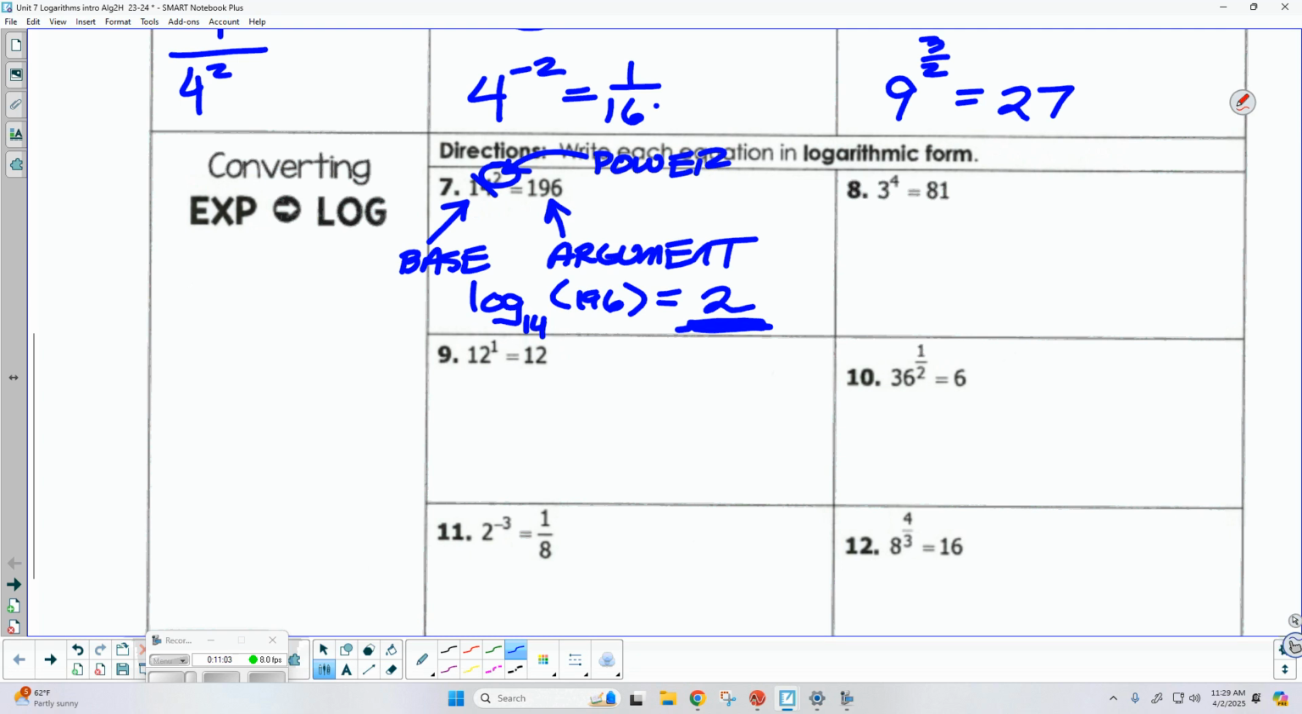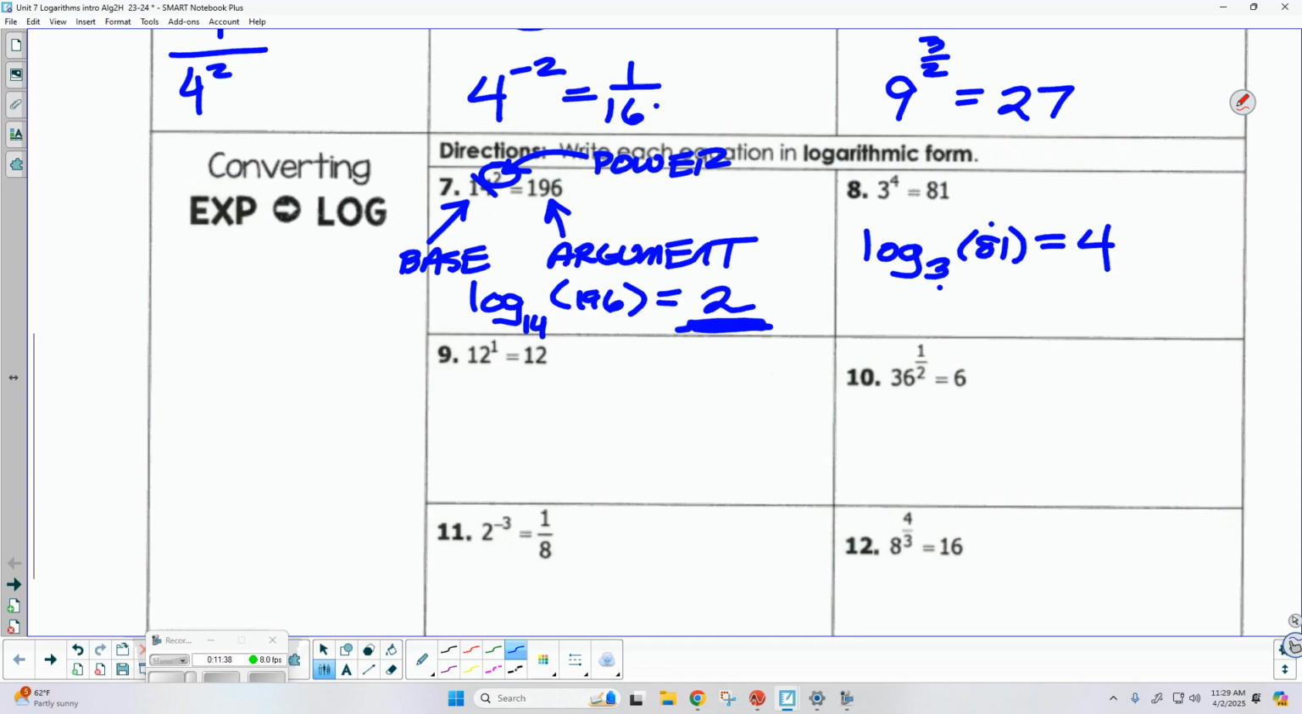Okay, so let's try number 8. 3 to the 4th power equals 81. Sarvesh, what would this one be? So log base 3, I'm going to write that as a subscript, of 81. And what should that equal? 4. It should equal 4 because 4 is your power. That's all there is to it. Once you understand the conversion process, when we start to simplify these, it's going to go a lot easier because you're thinking about what power do I put on the base to get this argument.